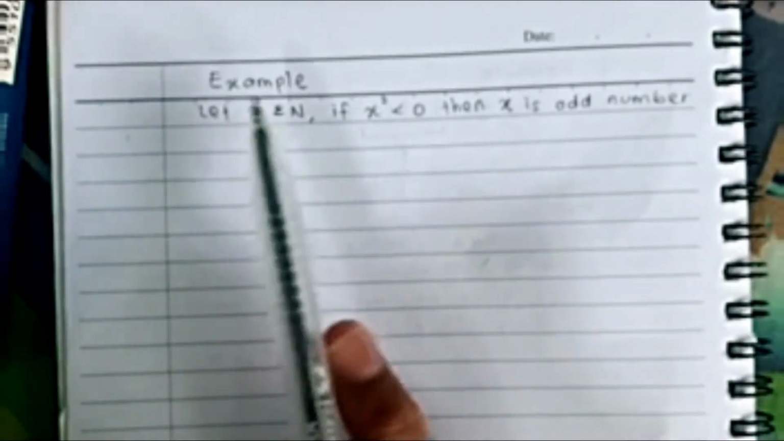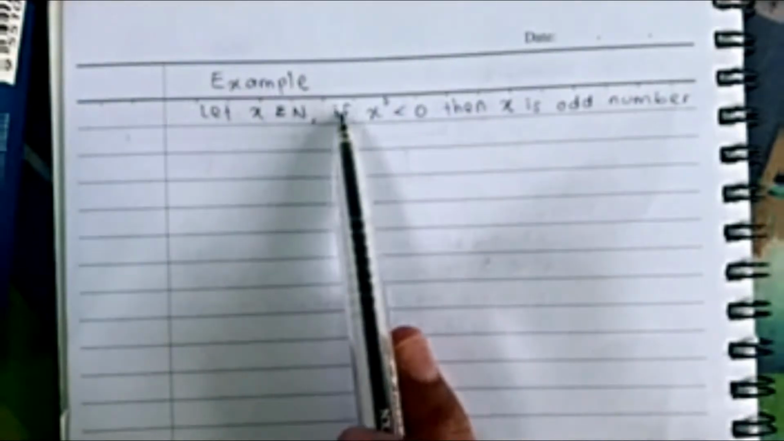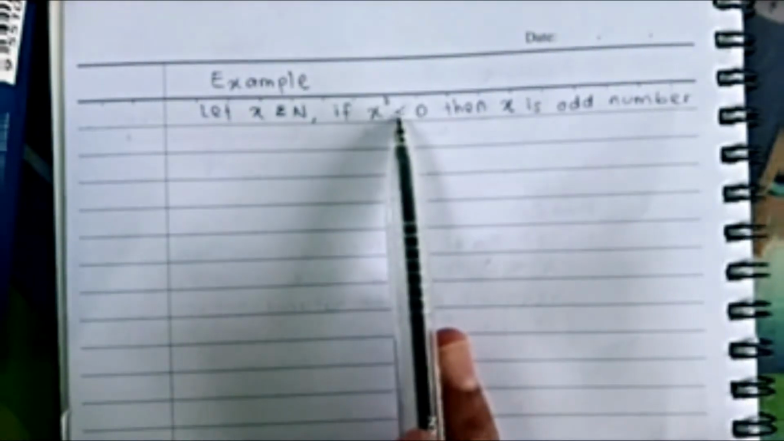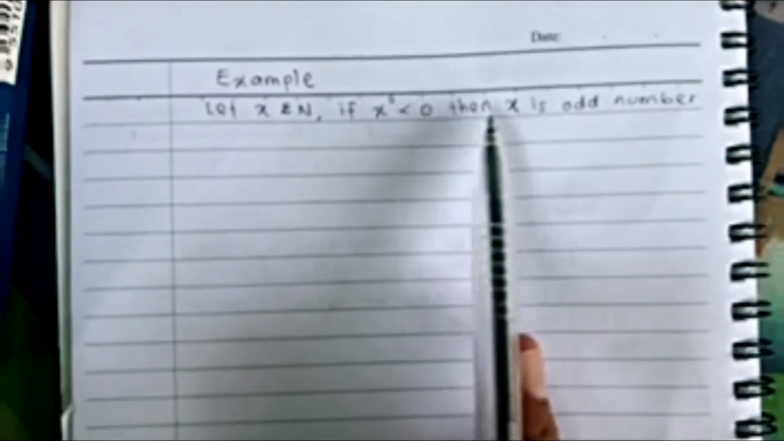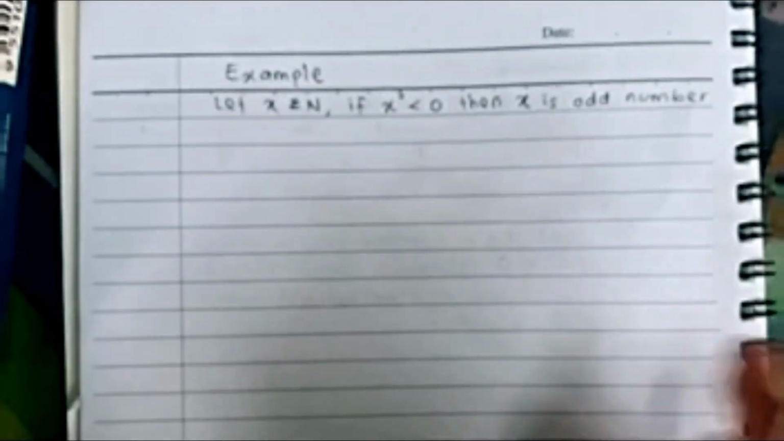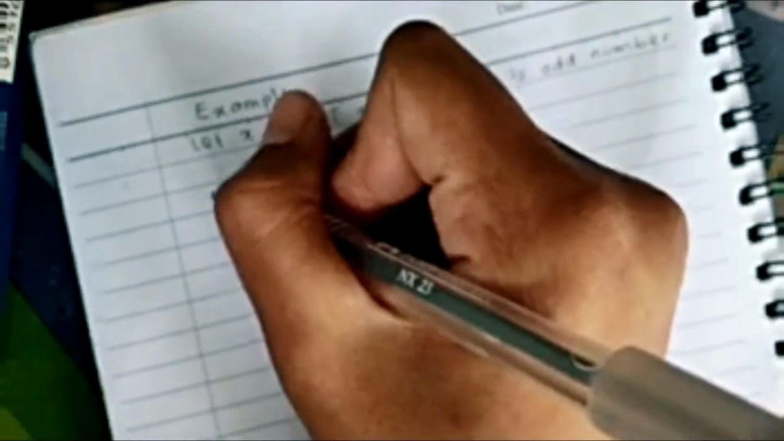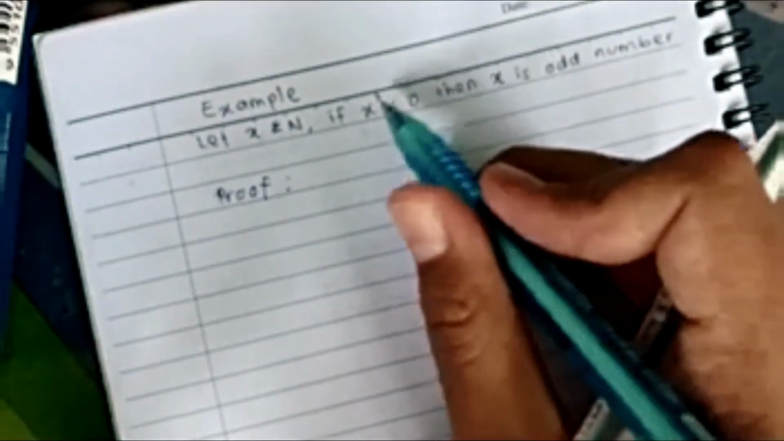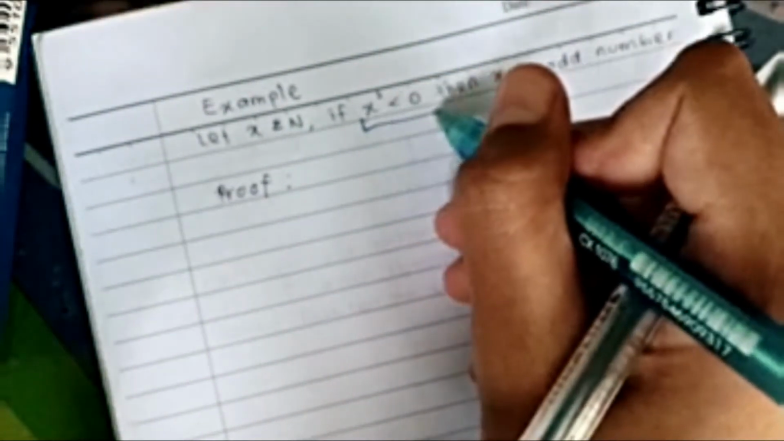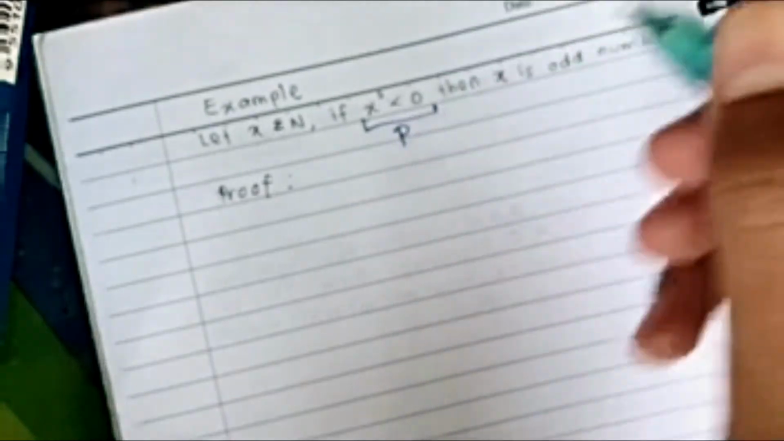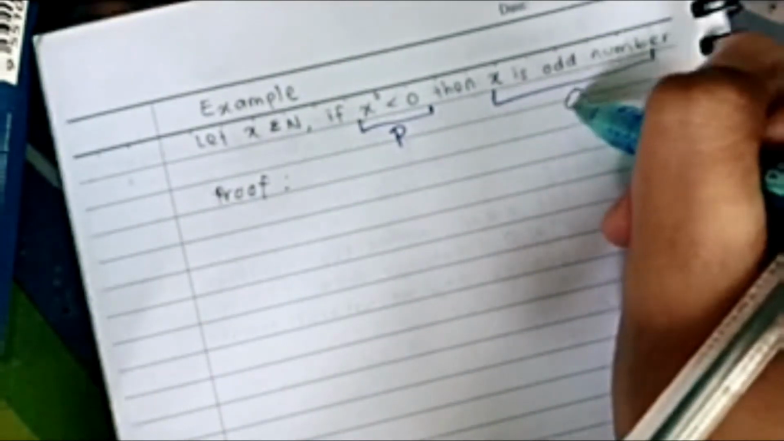Today I want to show an example of vacuous proof. This is an example of vacuous proof. Let x be an element of N. If x squared is smaller than 0, then x is an odd number. Let me show the proof. x squared smaller than 0 is P. x is an odd number is Q.